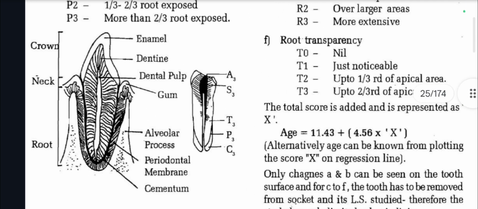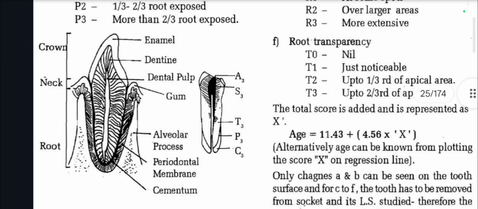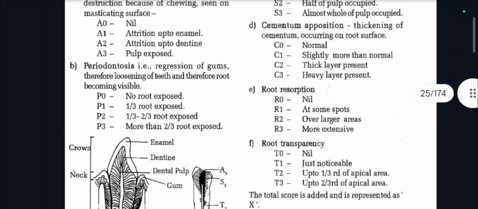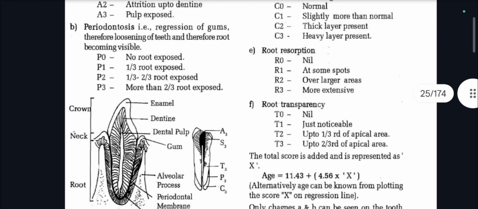For that reason, first understand the diagram of the tooth. Number 1, at the bottom left side, the root is present. Then above the root we have the neck and crown. And enamel is the outermost part of the tooth. Then below it is dentine, then dental pulp. We have the gum also, alveolar process, periodontal membrane and cementum. So what is A0? No damage. What is A1? Attrition to enamel. Dentine A2 and pulp exposed A3.